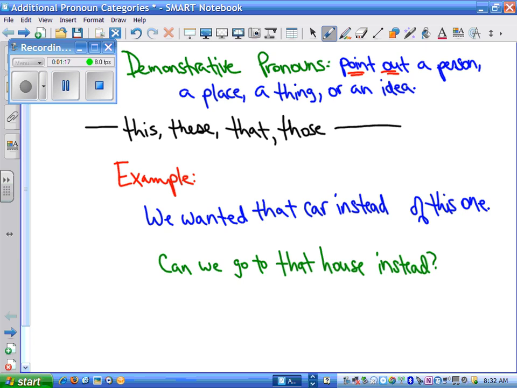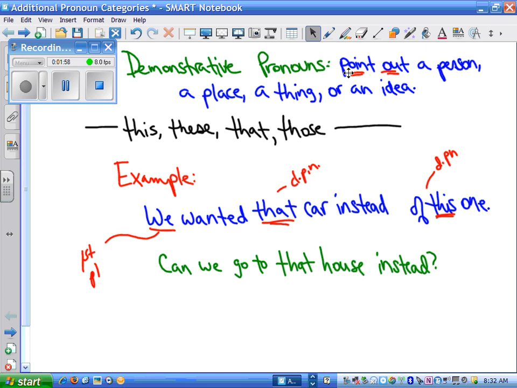We, right, so we saw last time, is a first person plural personal pronoun. In our next pronoun, we have that, and we have this. And these two are demonstrative pronouns. I'm just going to abbreviate here. And they're demonstrative pronouns because they refer to a specific car. We wanted that car, right? Not this one over here, that one.